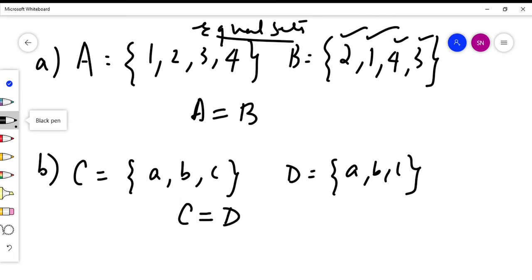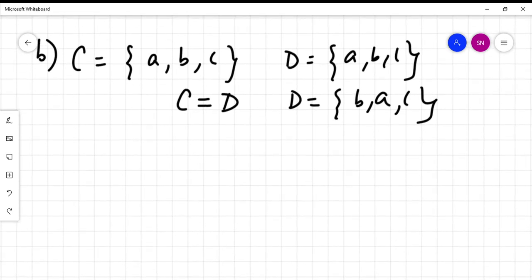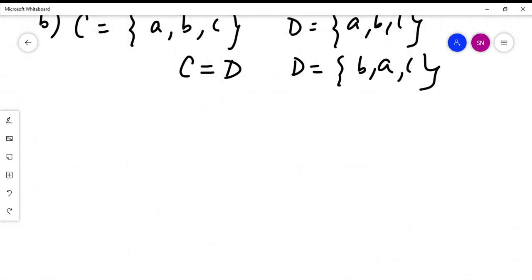For example, if set D would have been B, A, C, this also would have been an equal set. Why an equal set? Because set theory does not consider order. We'll talk about cardinality once I finish with this. Here, whenever I talk about equal sets, order of elements does not matter. Please bear that in mind. If you bear that in mind, you will never go wrong in questions based on equal sets.